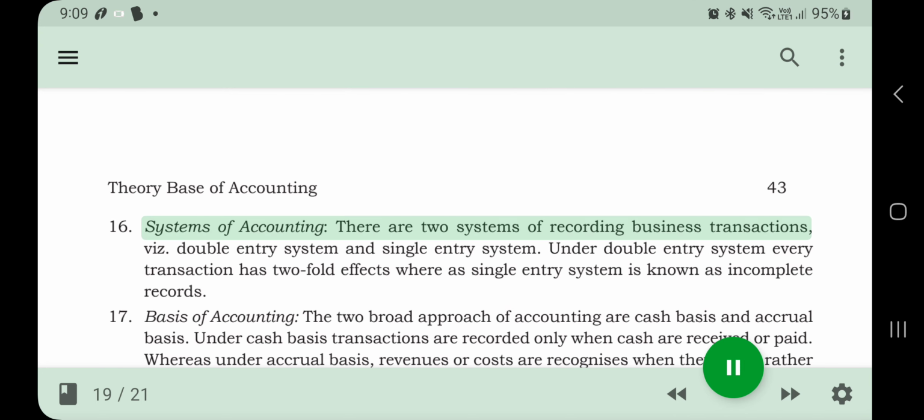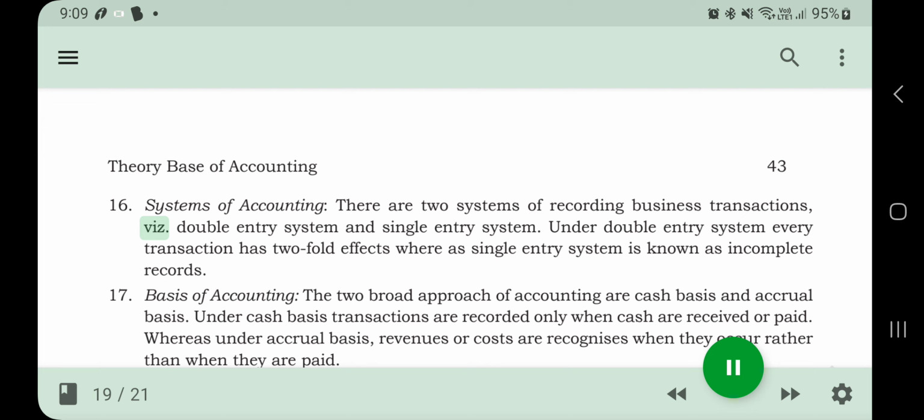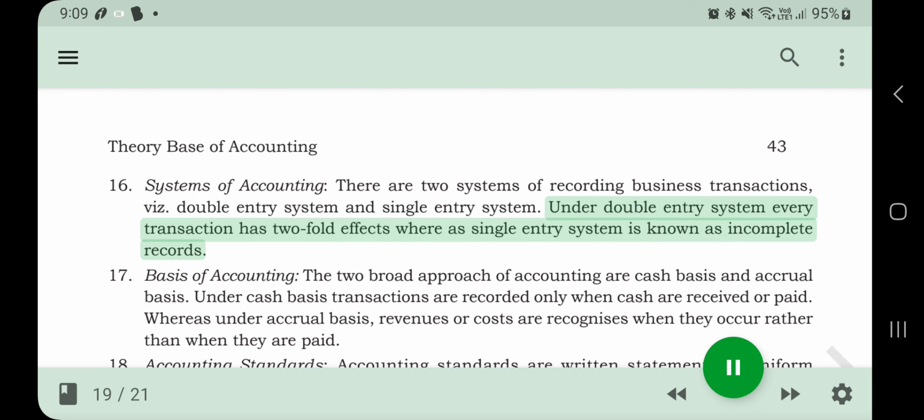16. Systems of accounting. There are two systems of recording business transactions, viz. double entry system and single entry system. Under double entry system, every transaction has twofold effects, whereas single entry system is known as incomplete records.